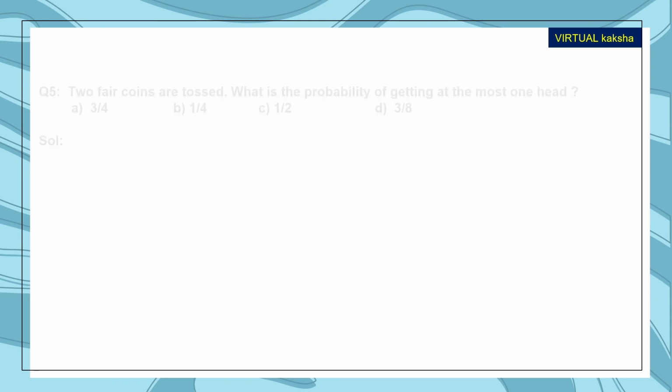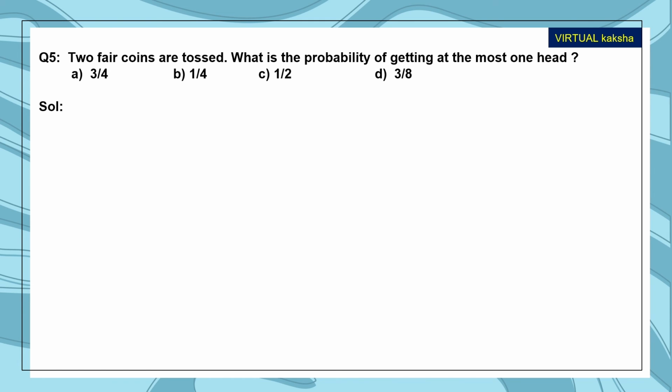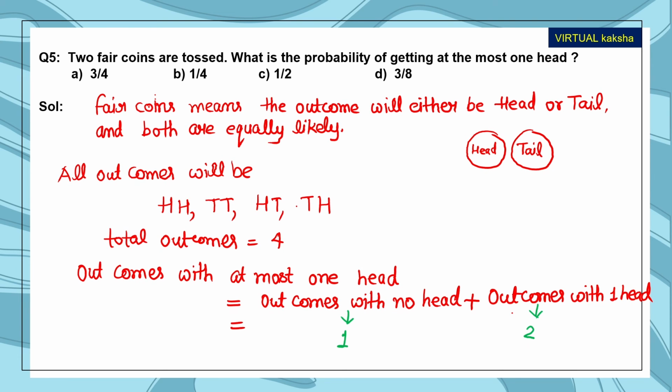Let's try question number 5. Two fair coins are tossed. What is the probability of getting at most one head? We have to find the probability of getting at most one head. Now, as we can see, students, fair coins means the outcome will either be head or tail, and both are equally likely. Unfair or biased coins are not given. Here the coins are fair.